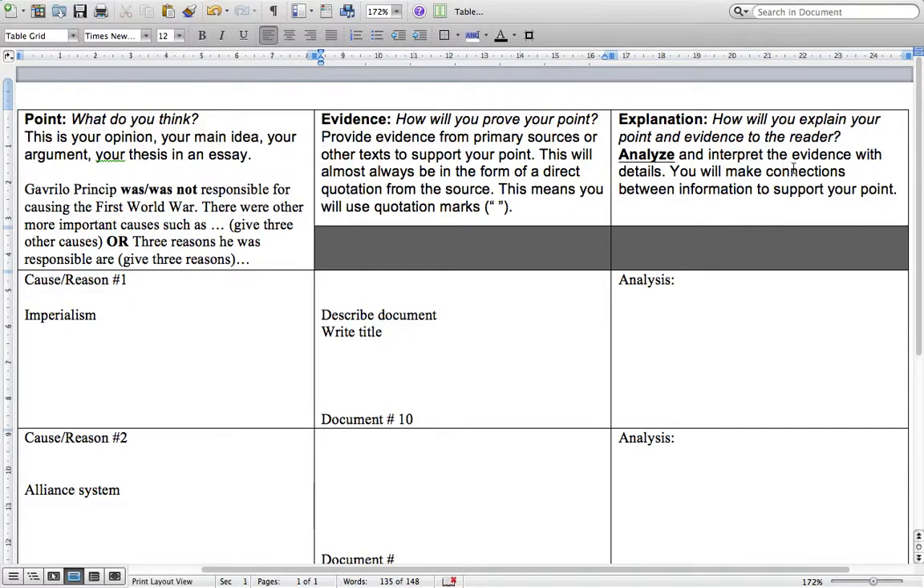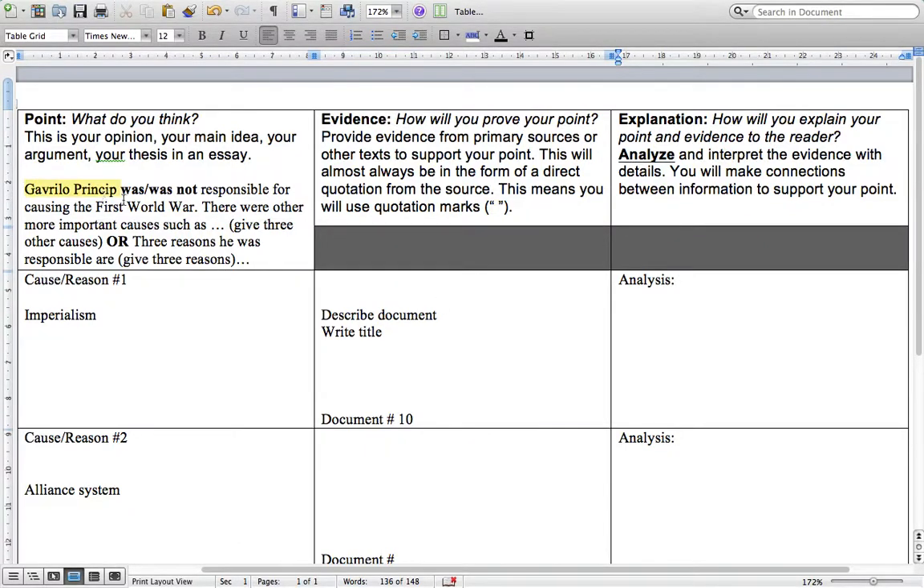Then in the last column here, explanation. How will you explain your point and evidence to the reader? This is where you need to analyze and interpret the evidence with details, okay? You will make connections between information and support your point. So this is where you will write your analysis, okay? A high level of analysis. That means you are summarizing, analyzing, and interpreting all within the paragraph. This right here makes up your second paragraph of your 5-paragraph essay.